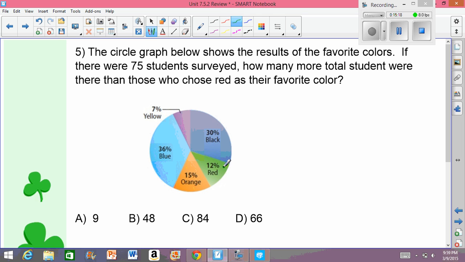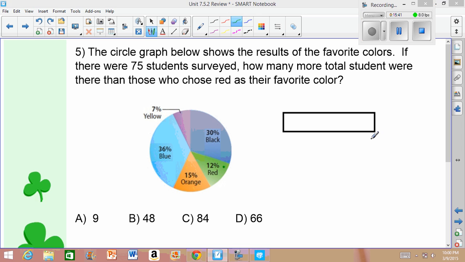So if we look at our circle graph, it tells us the percents of each color. 36 for blue, 7 for yellow, 30 for black, 12 for red, and 15% for orange. Remember, that does not mean the number of people. That is the percents. So that means we're going to have to set up our percent bar. So remember, we always put down 100% first. So that goes here. And our 100% number is 75. That is the total number of people in the survey.